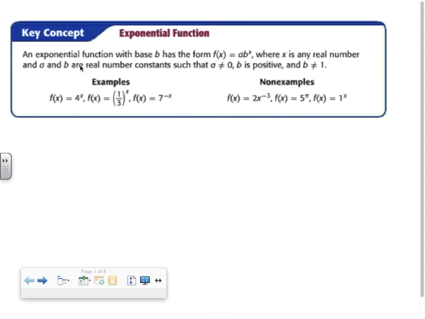In this chapter, we're moving on to talking about different functions. And the two functions that we are interested in this chapter are exponential functions and logarithmic functions. So in this lesson, I'm going to talk about exponential functions. A couple of basic things about an exponential function is that you can think of it as a number being multiplied by a power.